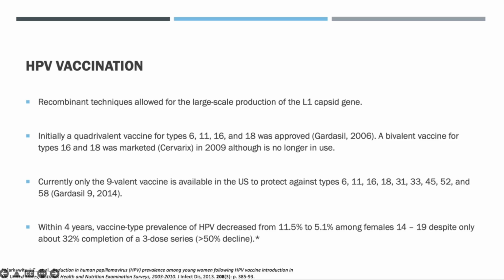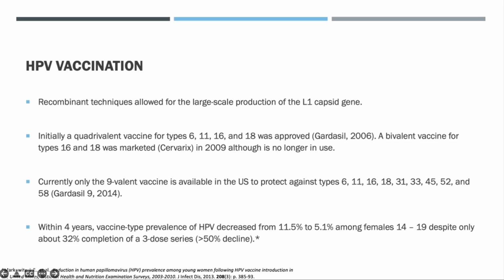A bivalent vaccine came out shortly thereafter, although it's no longer in widespread use due to having vaccinations that are active against more strains of the virus. Currently, only the 9-valent vaccine is available in the U.S., active against a number of strains. And there's a wealth of data about the benefits and the positive impact of this vaccine on reducing human disease.